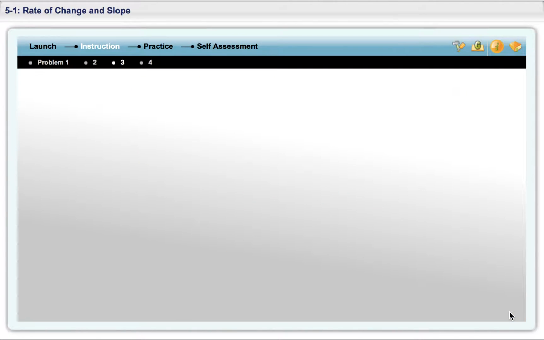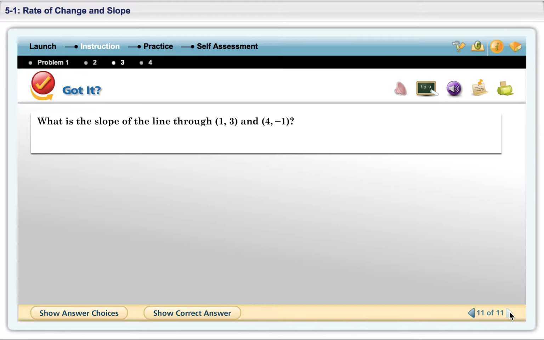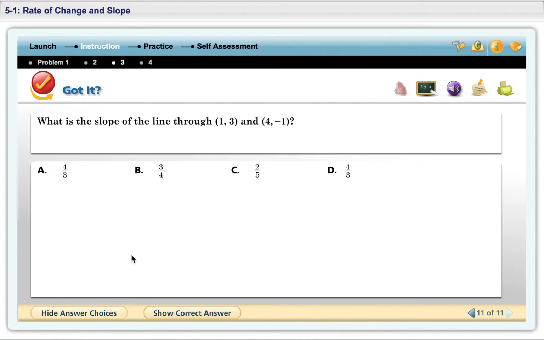Now it's your turn. All right, let's see if we can try one of these ourselves. What is the slope of a line through the points 1, 3 and 4, negative 1? It'll be a good time to pause the video and set up your problem. Remember, it's the difference between the y's divided by the difference between the x's. If you're going to start with this point, don't forget, this is your x and this is your y, and this is your x and your y. You first find the difference between the y's, and then divide by the difference between the x's. Pause it and see what you get.